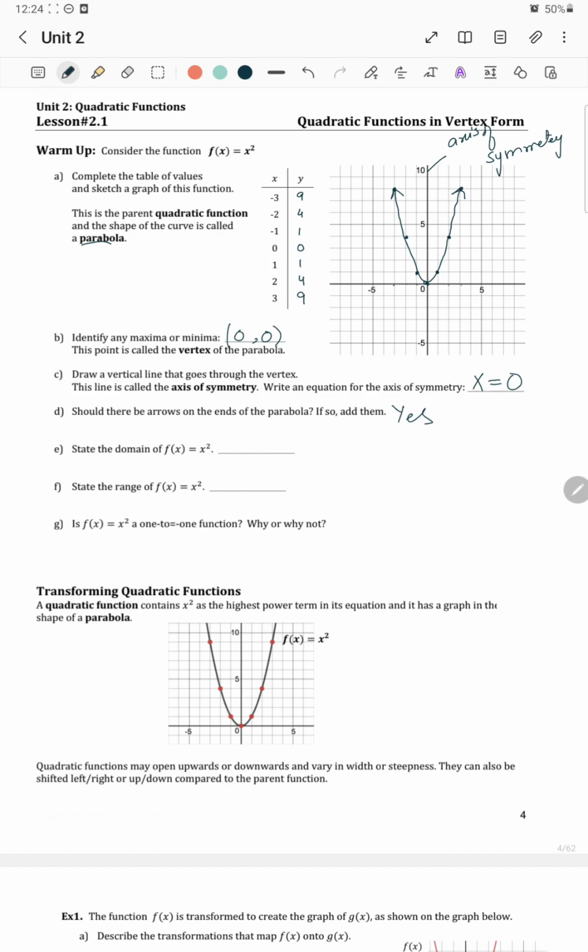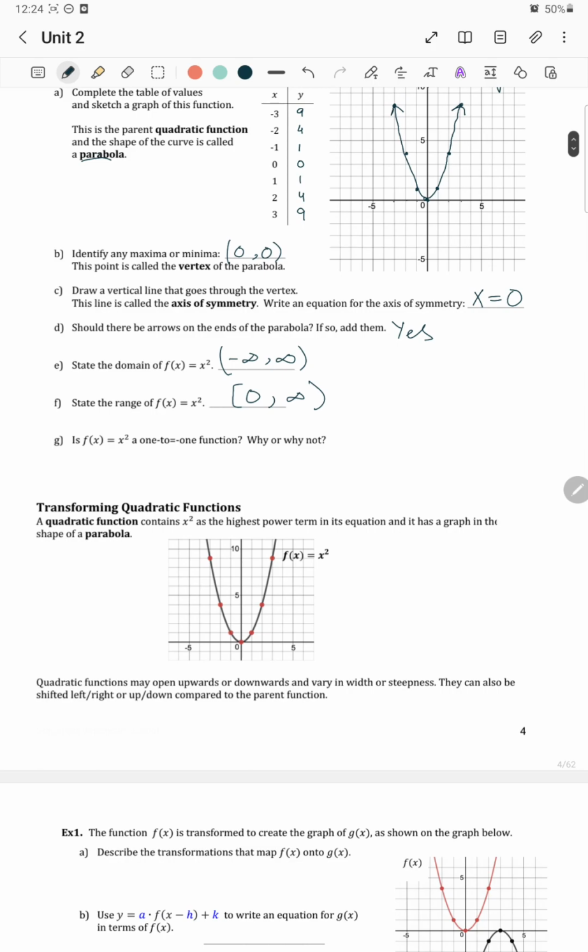State the domain. f of x is equal to x squared. What will be the domain? We can put any value, so it would be minus infinity to plus infinity. What will be the range? Range will be, because it's the x squared function, values can always be positive, it can never be negative. Is f of x equal to x squared a one-to-one function? No, it's not a one-to-one function because it fails the horizontal line test.